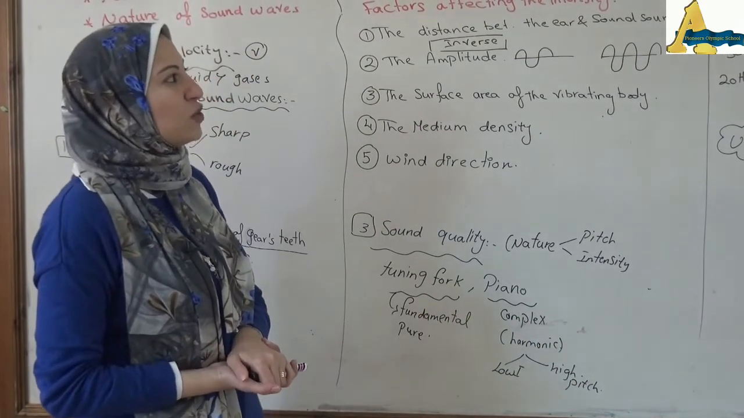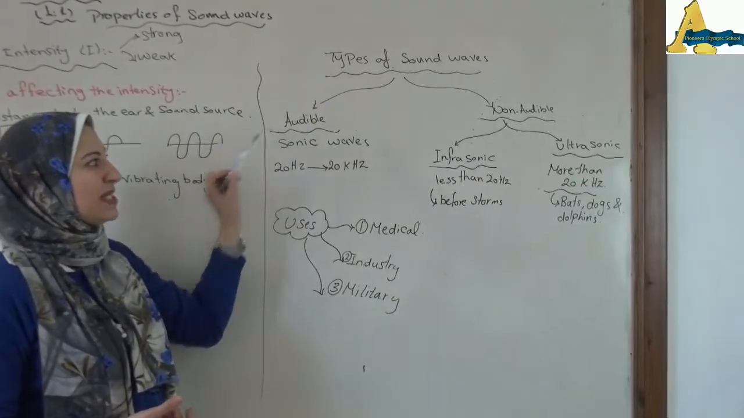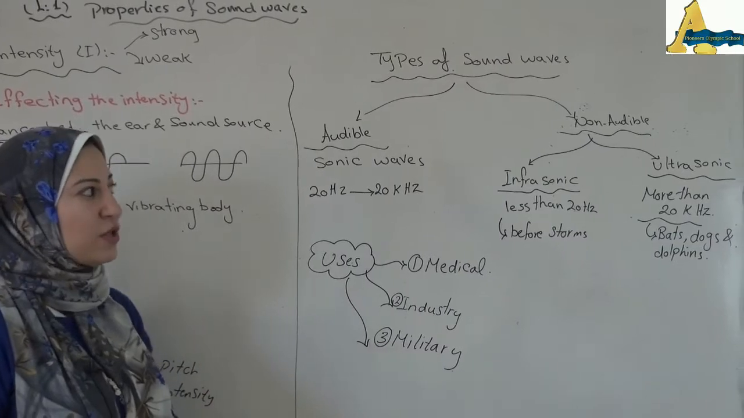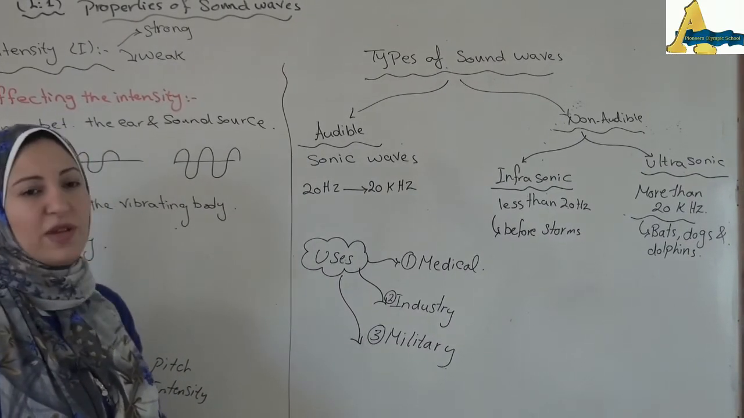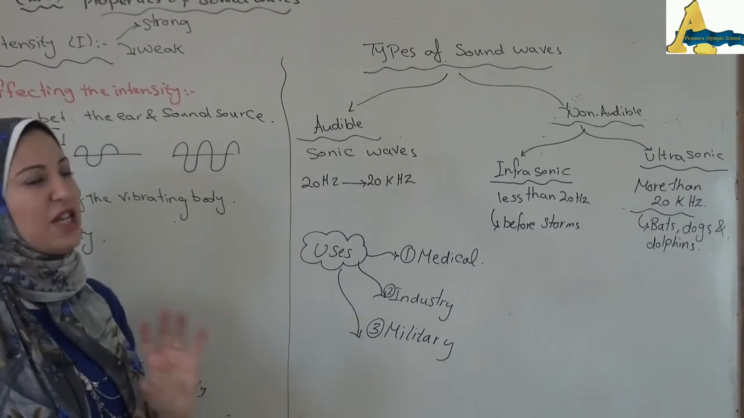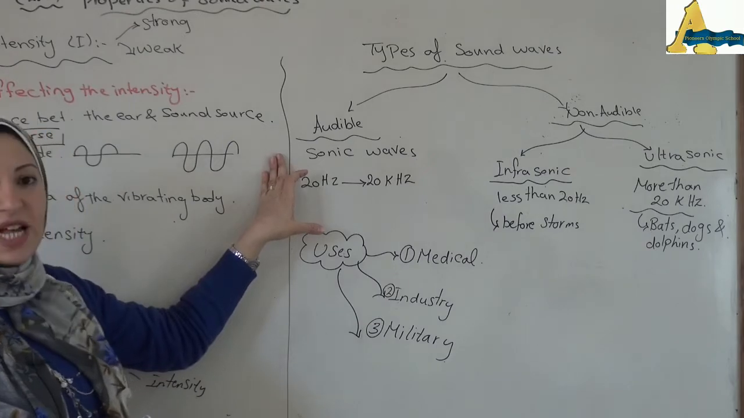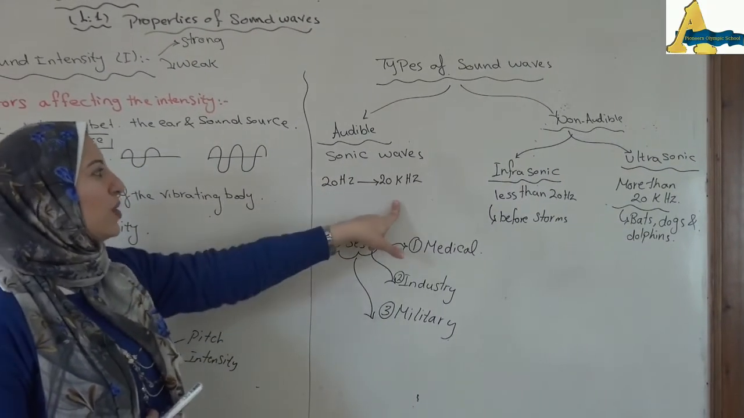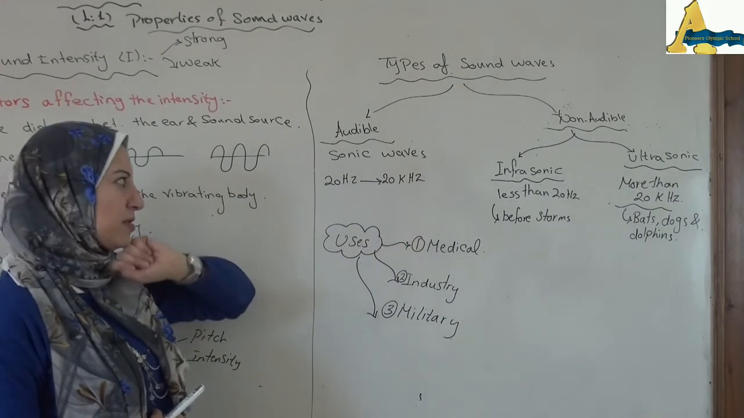The types of sound waves are divided into two types. We have audible sounds, which can be heard by the human ear, and non-audible sounds, which cannot be heard by the human ear, which means that the human ear can hear some sounds and others cannot be heard. Audible or sonic waves are the sound waves whose frequency ranges from 20 hertz to 20 kilohertz, which means 20,000 hertz.